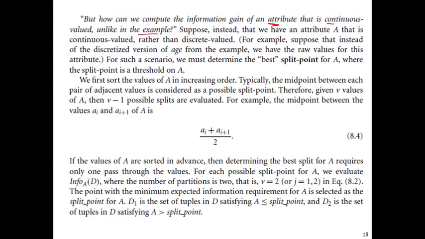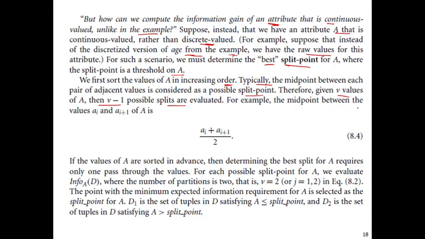Suppose instead that we have an attribute A that is continuous valued rather than discrete valued. For example, suppose instead of the discretized version of age in the example, we have the raw values for this attribute. For such a scenario, we must determine the best split point for A, where the split point is a threshold on A. We first sort the values in increasing order. Typically, the midpoint between each pair of adjacent values is considered as a possible split point. Therefore, given V values of A, V minus 1 possible splits are evaluated.